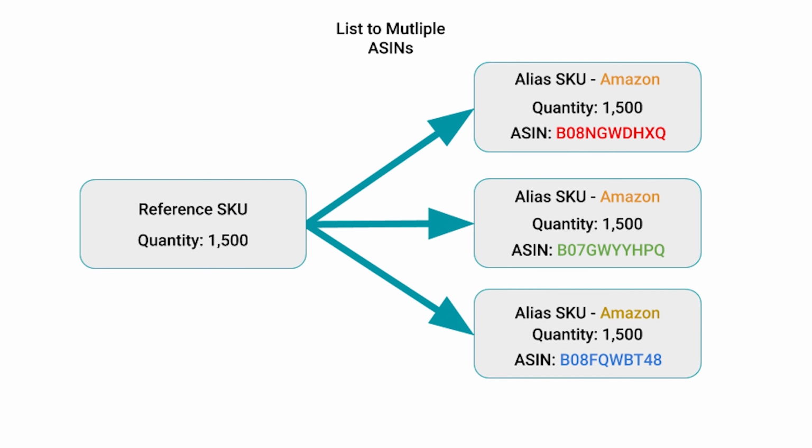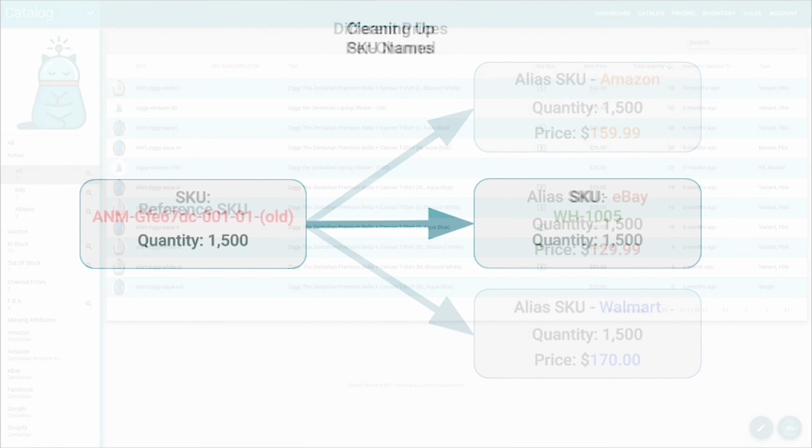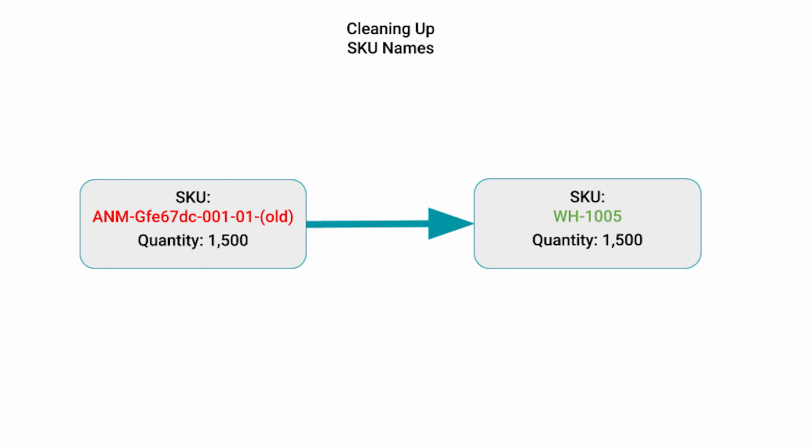The first is if you're trying to list the same product to multiple ASINs on Amazon. Second, if you want to market or price a product differently on the same or separate channels. And third, if your Zentail catalog was built using Amazon assigned SKUs or any SKU values, for example, numeric with a leading 0, that you don't want to use moving forward.